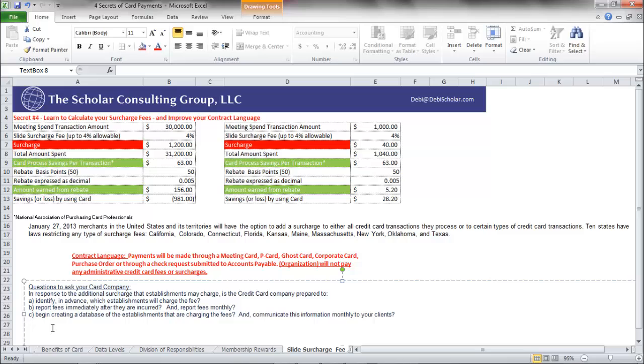We should also note that these surcharges have been around in many other countries for a long time, but it's just now that the United States has made it allowable for them to charge us.